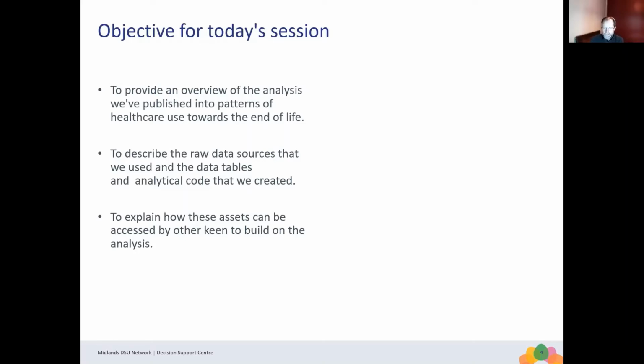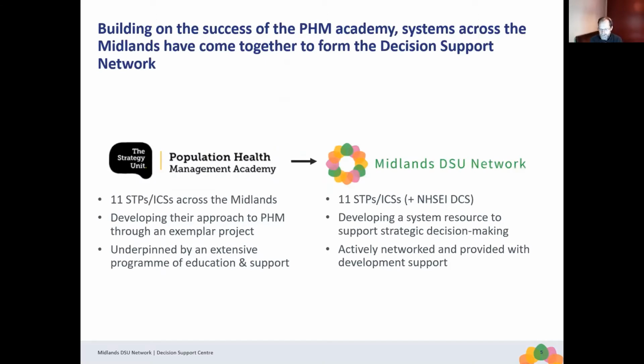Just a bit of background before we start. Each of the STPs or ICSs in the Midlands will be setting up a decision support unit over the next few weeks and months. Some already have done so. The naming convention is open to change. So some STPs are calling their decision support units by different names, but the function is the same. It's to provide a focal point for key strategic pieces of analysis or evaluation or evidence review within that STP to support the STP or the ICS to make important strategic decisions over the next few years.